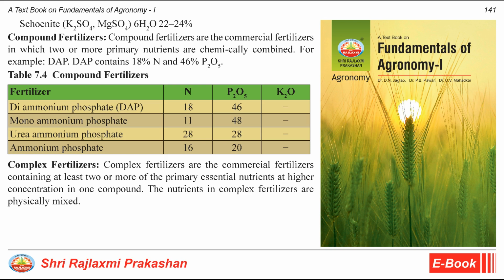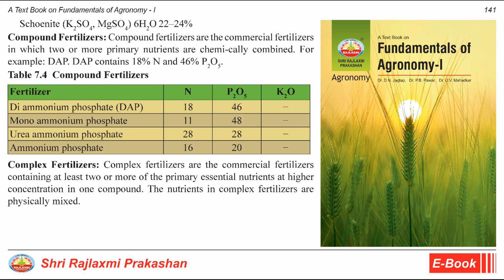Compound fertilizers. Compound fertilizers are the commercial fertilizers in which two or more primary nutrients are chemically combined. For example, DAP contains 18% N and 46% P2O5. Table 7.4, compound fertilizers. Number 1, diammonium phosphate, DAP: N 18%, P2O5 46, K2O 0%. Number 2, monoammonium phosphate: N 11%, P2O5 48, K2O 0%. Number 3, urea ammonium phosphate: N 28%, P2O5 28, K2O 0%. Number 4, ammonium phosphate: N 16%, P2O5 20, K2O 0%.